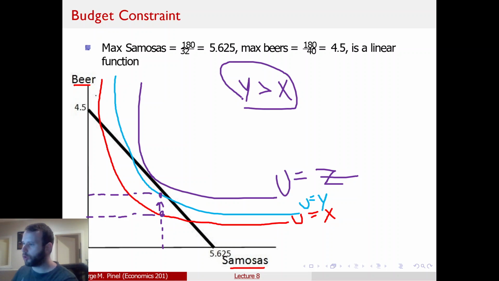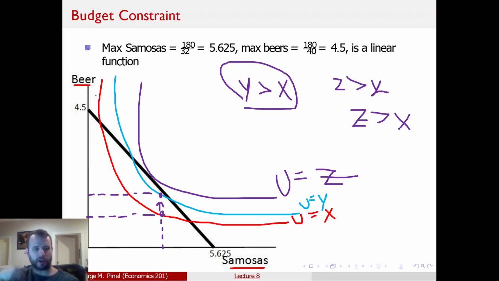Okay, so more beers is preferred to less beers. And because more beers are preferred to less beers, Y should be greater than X. You get more utility from consuming more beers than you do from consuming less beers. So Y is greater than X. By the same logic, you can say Z is greater than Y. And because we assume that preference is rational, we can say that Z is greater than X.